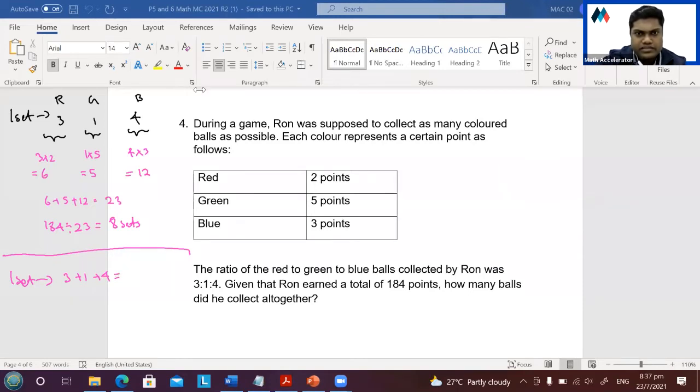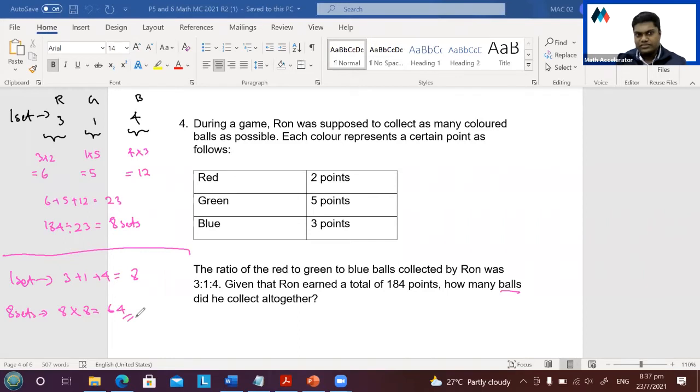Correct. Okay, so don't choose 23. 23 is the points, all right? 8 is the number of balls. I'm interested in the number of balls. So it's 3 plus 1 plus 4 equals to 8. So if in one set there are 8 balls, there are a total of 8 sets, right? So it's just 8 times 8, which equals to 64.